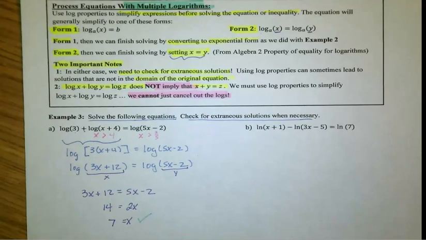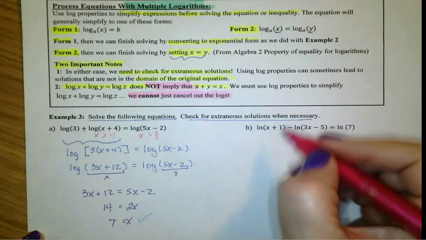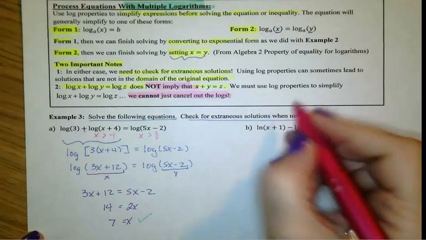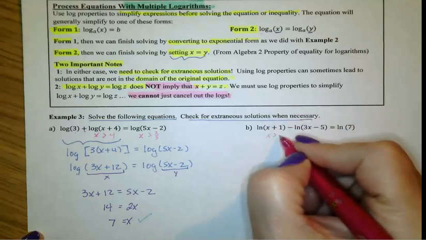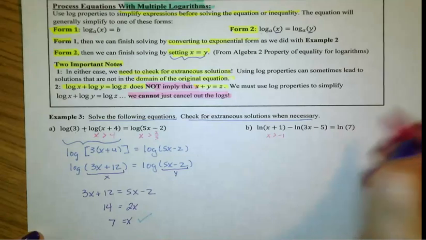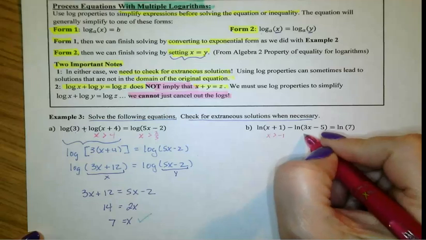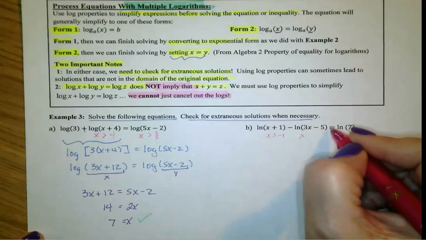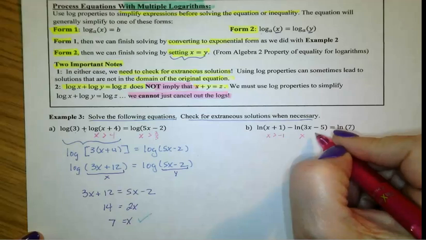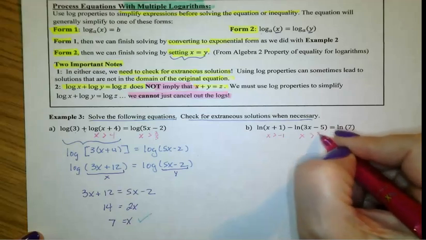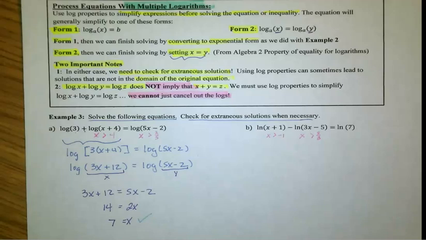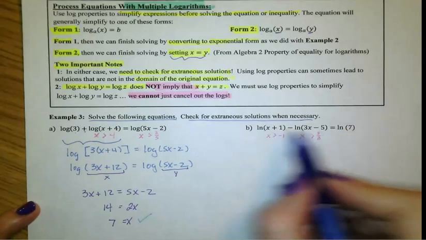All right, so the next one is the same type of problem, but it's natural log. So I'm thinking about in here, x plus 1 equals 0, so I want x's greater than -1. And over here, I need to know when that is going to shift. So I'm going to move 5 to the other side and divide by 3. So these are going to be bigger than 5/3, and that's a number, so I don't have to worry about that.